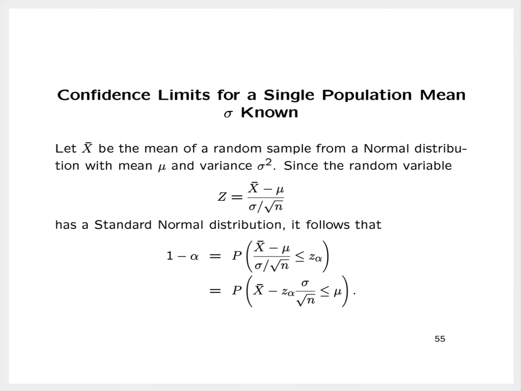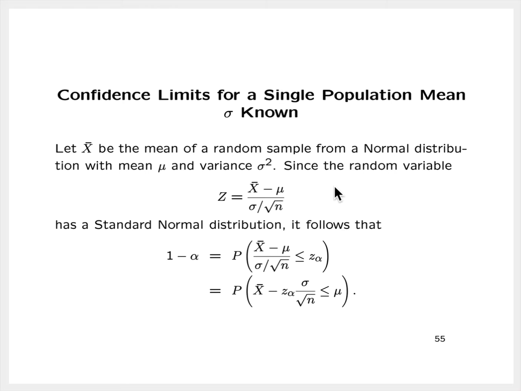In this lecture video, we're going to develop methods for constructing various kinds of confidence intervals for the mean of a population in those situations where the population standard deviation, sigma, is known. Now let x bar be the mean of a random sample from a normal distribution with mean mu and variance sigma squared. In this situation, mu is unknown, which is why we want to estimate it with a confidence interval of some type. But we're assuming that sigma squared is known.